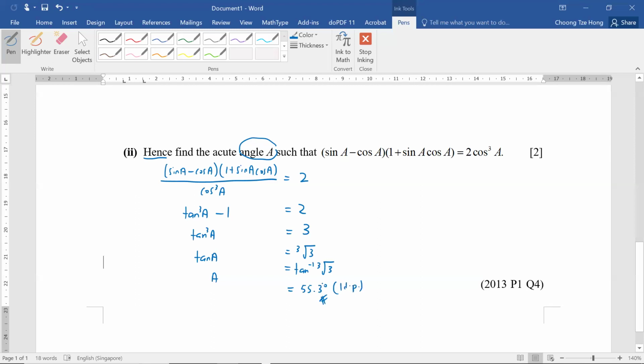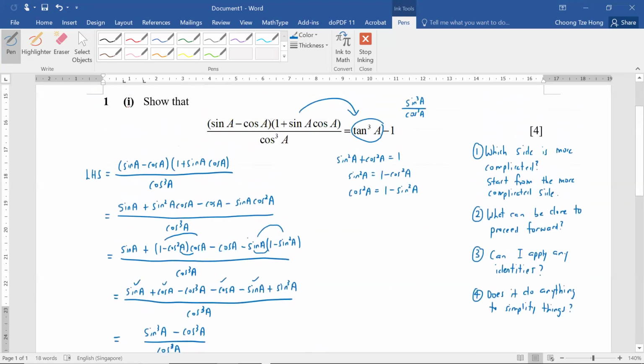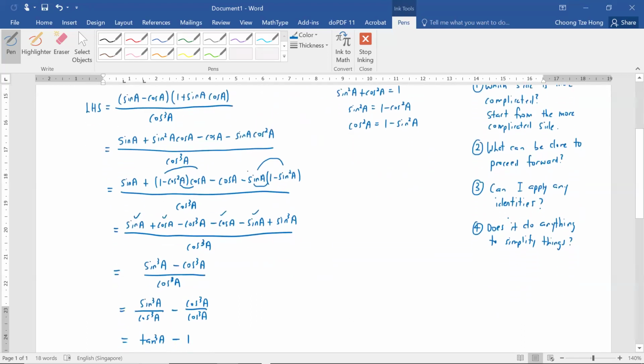Overall, still not too difficult a question, but do practice more questions on your own. Run through these 4 questions. Which side is more complicated? You start from that side. By looking at the expression, ask yourself logically what could be done to proceed forward. Don't anyhow use identities to sub here, sub there, and then make the expression more and more complicated. After you have performed some steps, ask yourself, can you apply any identities?